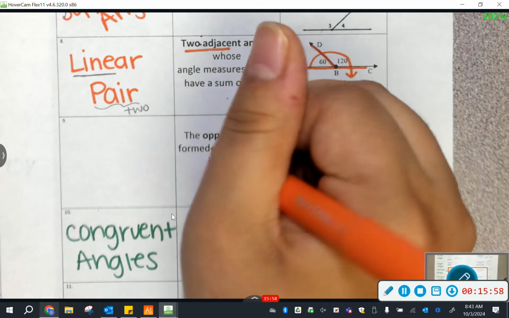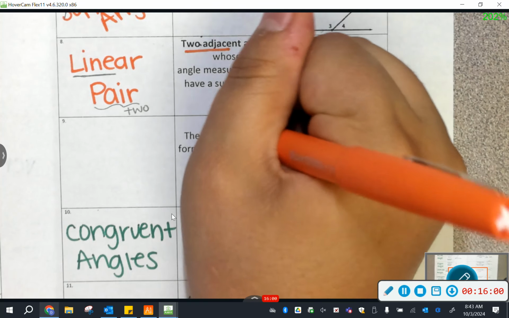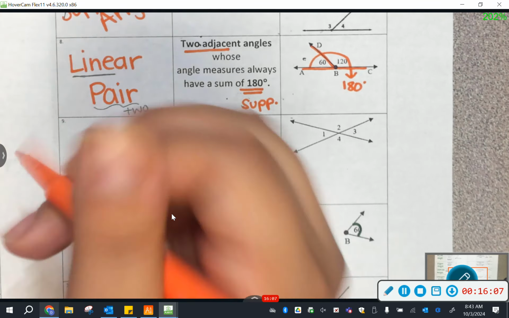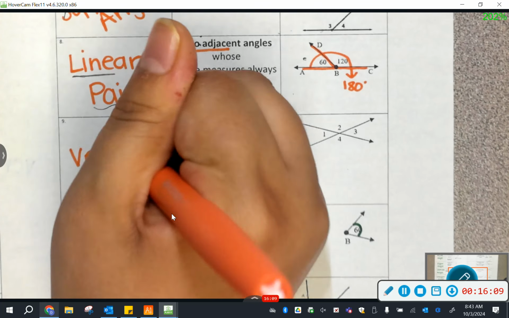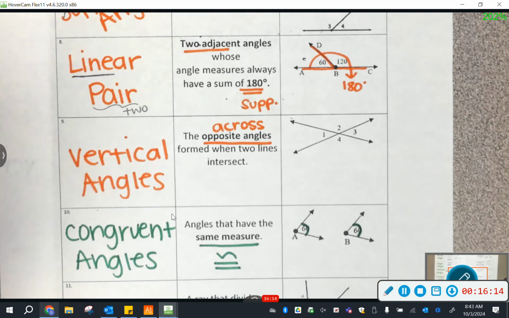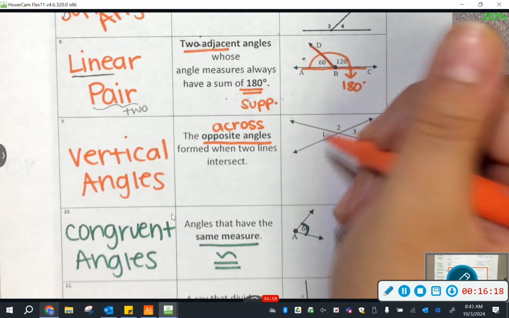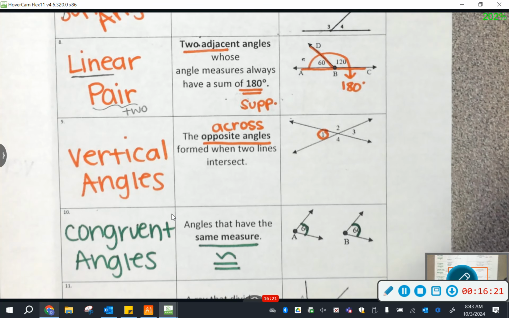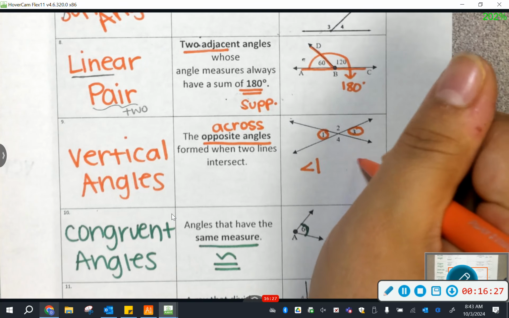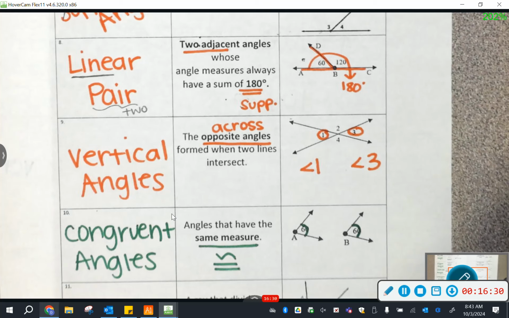When you have opposite angles, when I'm talking about opposite, I mean across. Can y'all write across? When two lines intersect, we call this vertical angles. What do I mean by vertical angles? What is across from 1? Nope. 3. So angle 1 and angle 3 are vertical.